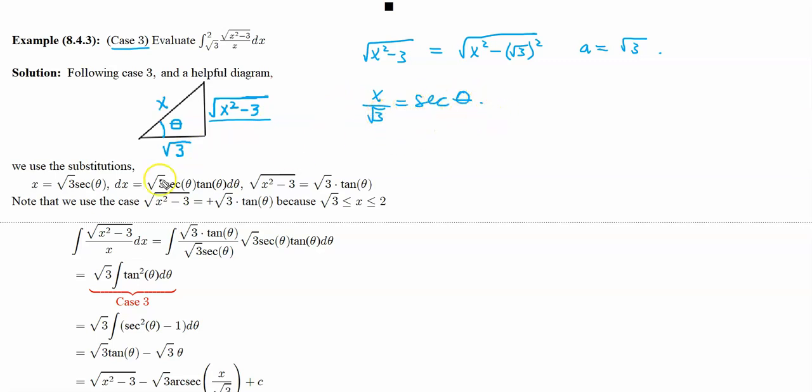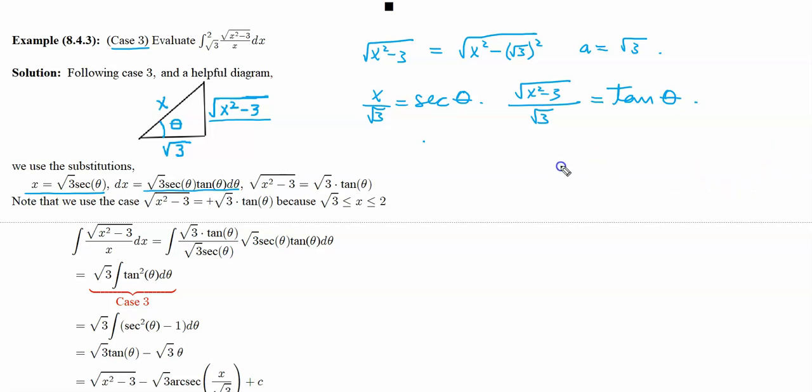Okay, so then multiplying by root 3, you see that you get x equals square root of 3 secant theta, so that is going to be our primary substitution. Differentiating this, dx is going to be root 3 secant theta tangent theta d theta. And then the square root of x squared minus 3 is going to be root 3 tangent theta. And that comes from the fact that if we look at opposite over adjacent, that's the tangent of theta, right? That's the tangent of theta.